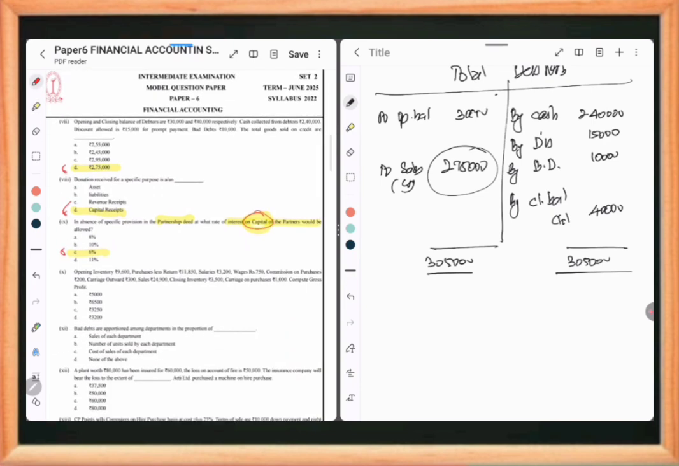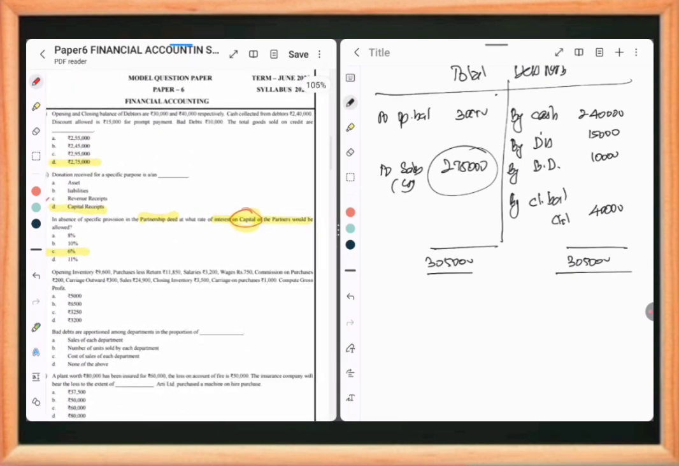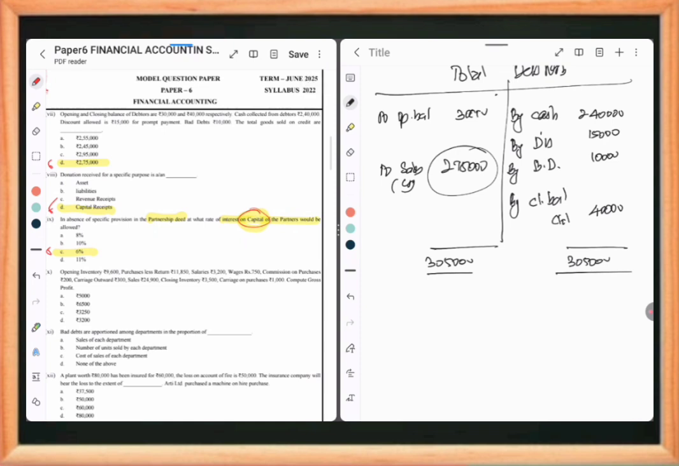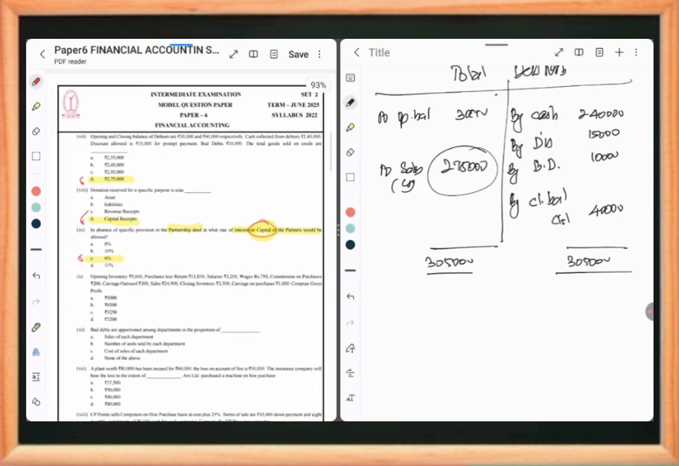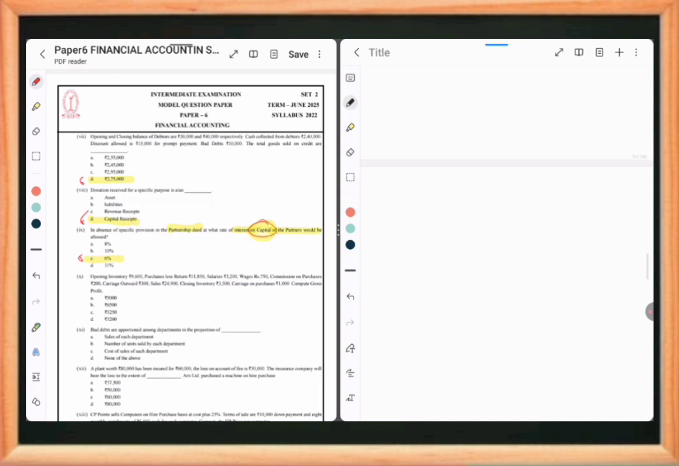And then next: opening inventory 9,600, purchases less returns 11,850, salaries 3,200, wages 750, commission on purchases 200, carriage outwards 300, sales 24,900, closing inventory is given, and carriage on purchases. What is asked is to compute gross profit. For gross profit we have to prepare the trading account.